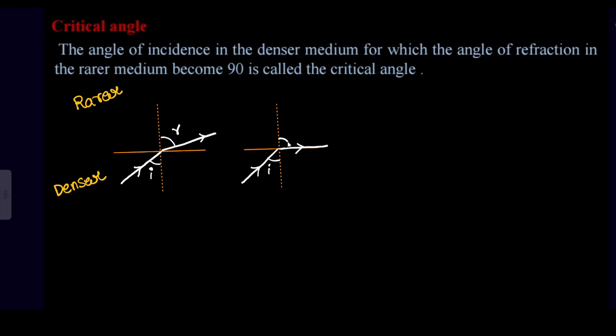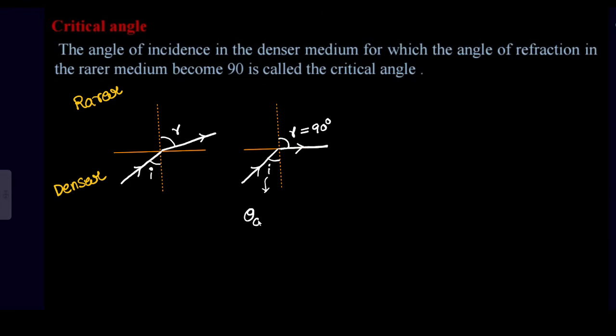Now tell me, r, the angle of refraction. How much is the angle of refraction in this case? 90 degrees. The angle of refraction is 90. So this is the angle of refraction, it becomes 90. Then this angle of incidence is called the critical angle.